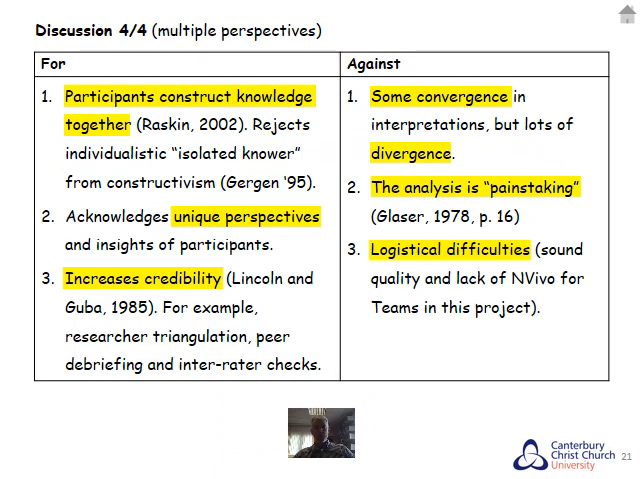Now, working from multiple perspectives, having three of us coding these data, means that participants construct knowledge together, and it rejects the individualistic, isolated knower from constructivism. It acknowledges unique perspectives and insights of participants, and it increases the credibility. It allows researcher triangulation, peer debriefing, and inter-rater checks.